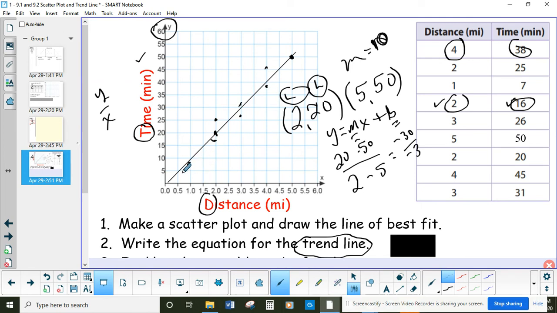Now we got to find our y-intercept. Where does it hit the y-axis? Well, if you do this, you see that it's kind of proportional there. In other words, if no distance has gone by, no time has gone by either. And so our b has to be 0. Our equation is time equals 10 times d. T equals 10 times d.